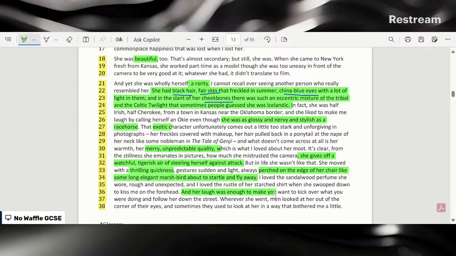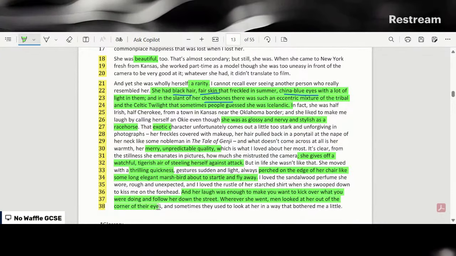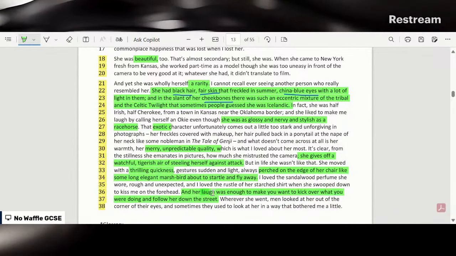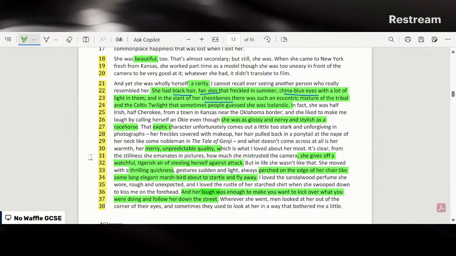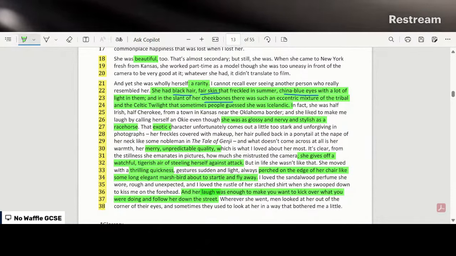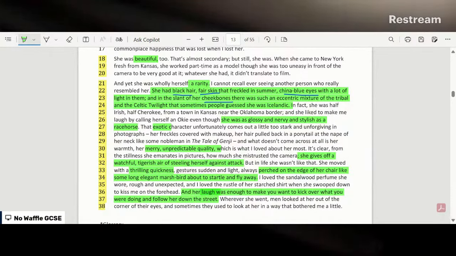I'm just going to skip to this bit here. And her laugh was enough to make you want to kick over what you were doing and follow her down the street. So it's very specific. And again, we've got some auditory imagery there. So it's a bit different to what we've looked at so far. Okay, so that's looked at this in depth. We're now going to start writing our response.